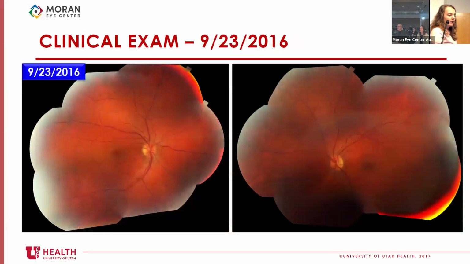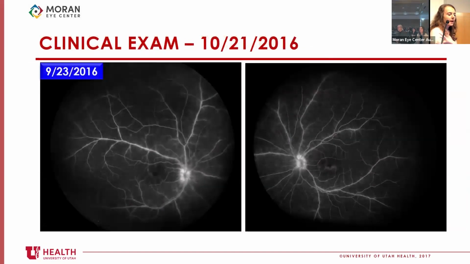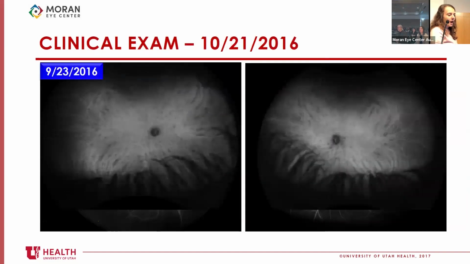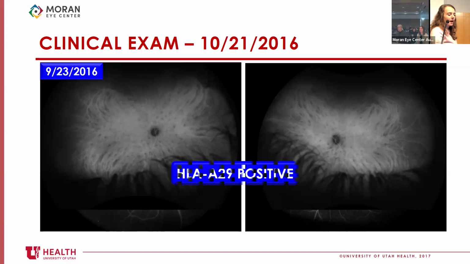Over the course, his inflammation improved, and 9 months later, for the first time ever, it was noted that he had these creamy-colored ovoid lesions, especially in the nasal retina in both eyes. OCT was still normal, visual acuity was normal, and fluorescein angiography showed a similar pattern of leakage in both eyes. At that point, ICG was also performed, showing numerous hypofluorescent lesions in both eyes. And as additional testing, HLA-A29 came back positive.